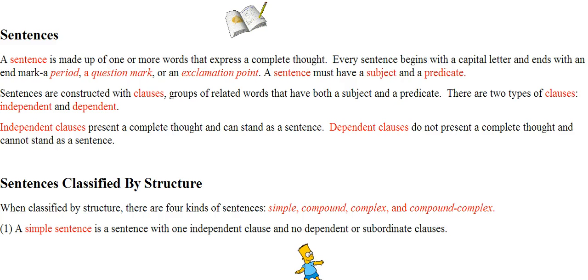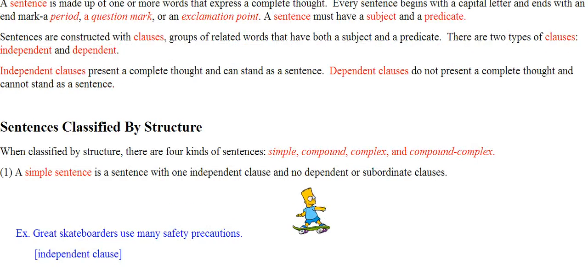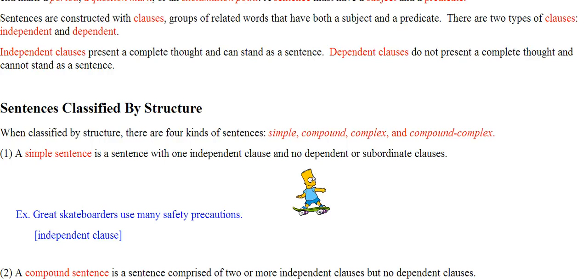So when classified by structure, there are four kinds of sentences: simple sentences, compound sentences, complex sentences, and compound complex sentences. A simple sentence is a sentence with one independent clause and no dependent or subordinate clauses. So to continue my analogy, that's as if we have one adult without any children, simple, carefree life. Simple. Here's my sentence as an example.